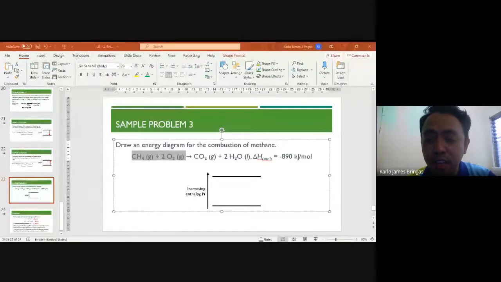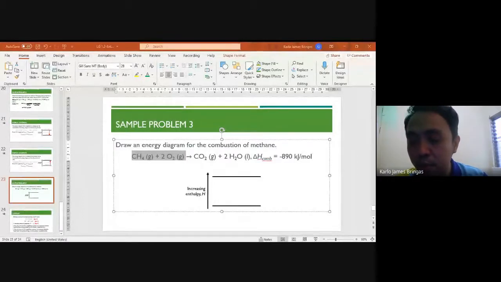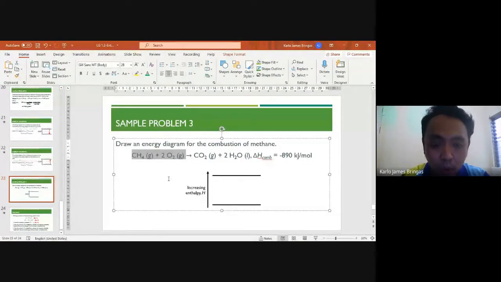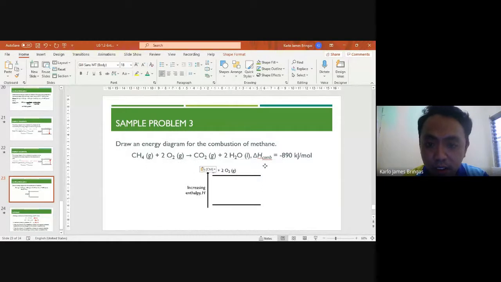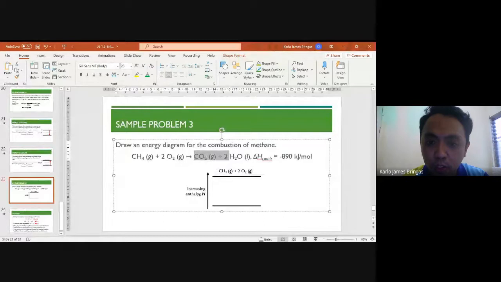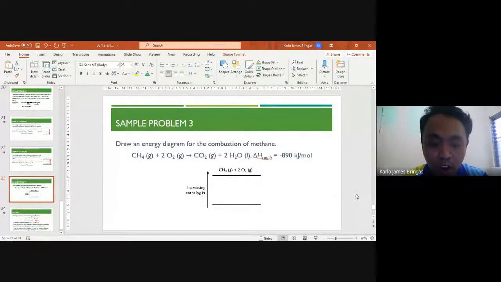So what should I write sa taas? The answers are coming in from Kent, from Sandra, from Kyla, Isha as well. They all seem to agree na ang sa taas, we write the reactants. So that one is correct naman, ano? What we do is we write the reactants at the upper layer. And then, of course, itong products na ngayon will now go into the lower layer.